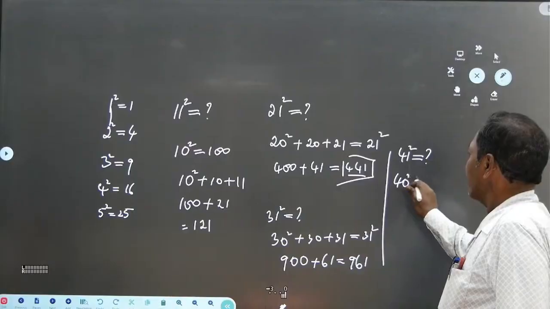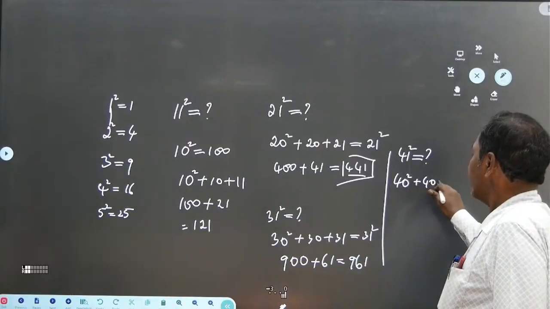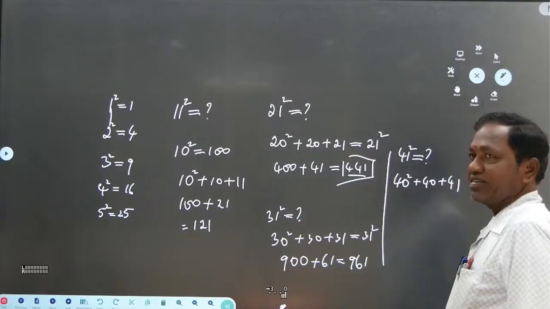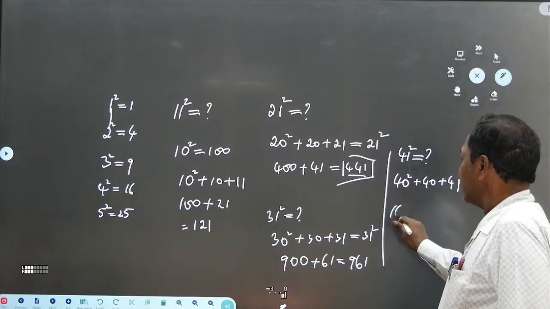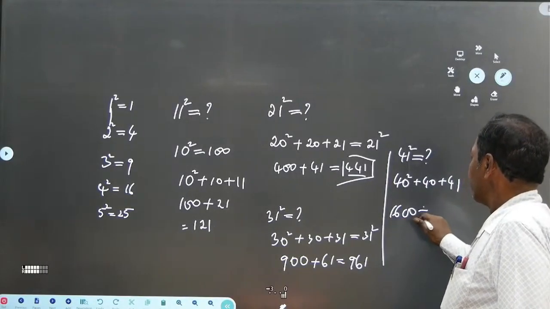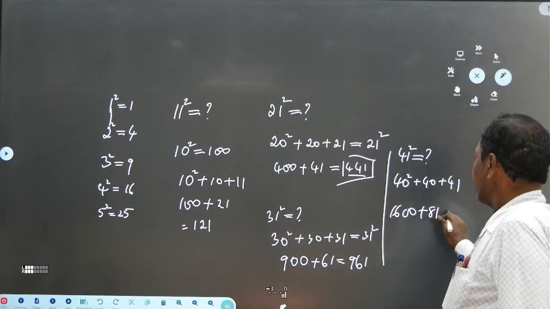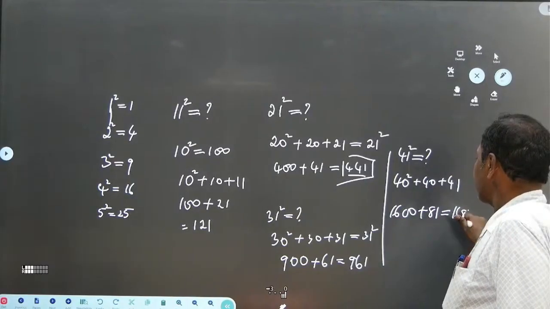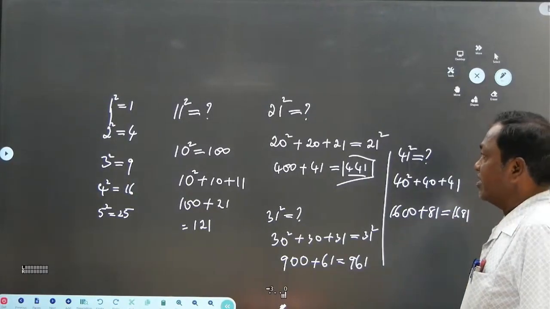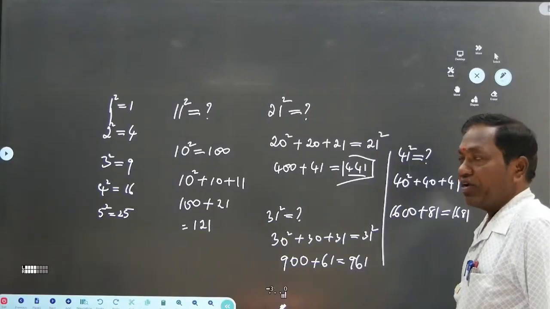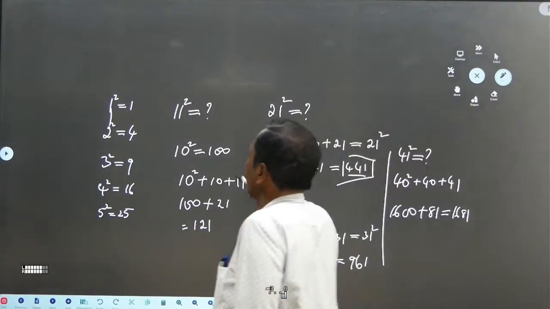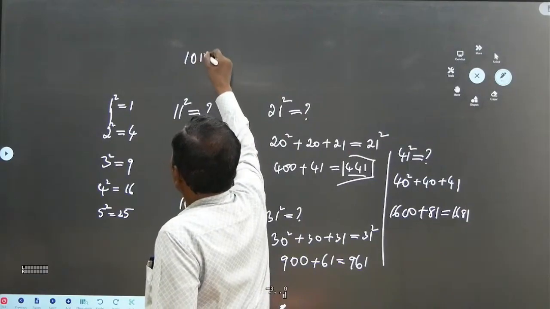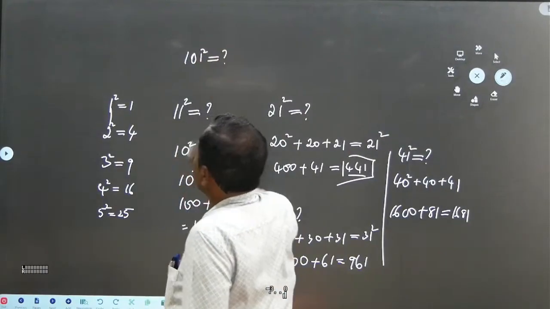40 square plus 40 plus 41. So then what is 4 square? It is 16, two zeros, plus 81, and you see that it is 1681. It's like that. Now you write 101 whole square.